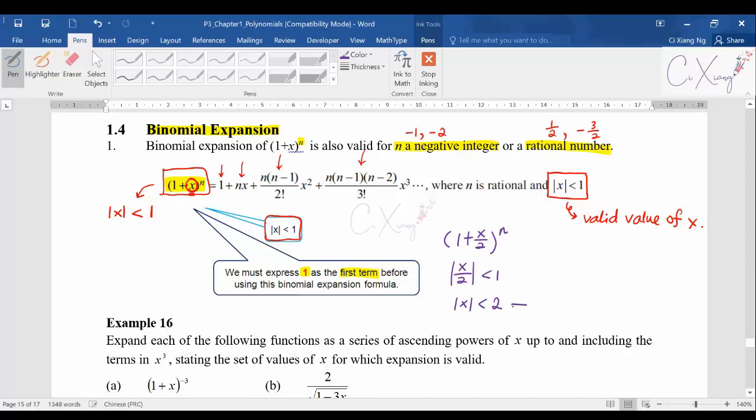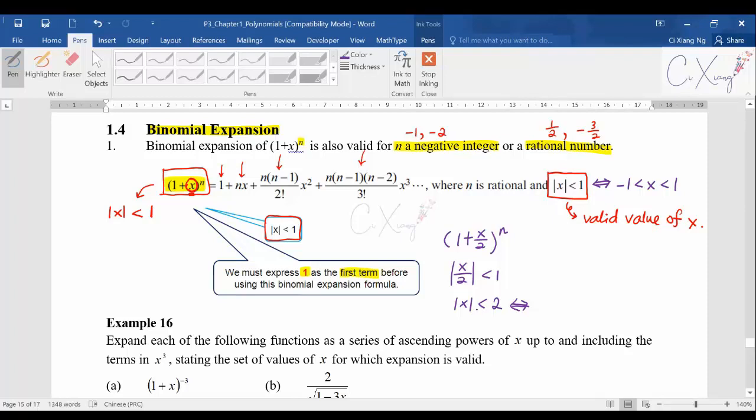Maybe we can expand it further. Some books will write it like this: modulus x smaller than 1, which means x is between -1 and 1. You learned this from the modulus function before, right? When we say modulus x smaller than 1, it means the value is between -1 and 1. So you can substitute the value of x into this equation only between -1 and 1. If you substitute 2 into x in the formula, the answer that you get will be a wrong one. So that is the meaning of valid value of x.